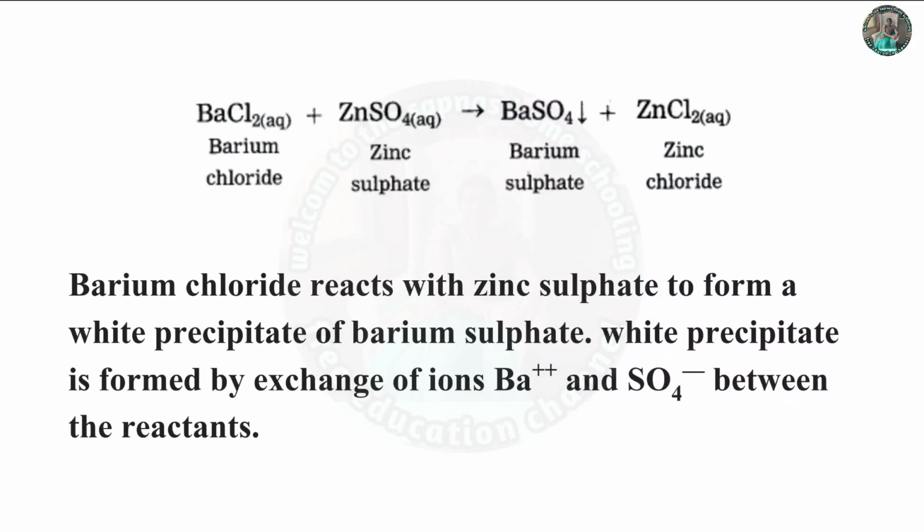Barium chloride reacts with zinc sulfate to form a white precipitate of barium sulfate. White precipitate is formed by exchange of ions Ba plus and SO4 minus between the reactants.